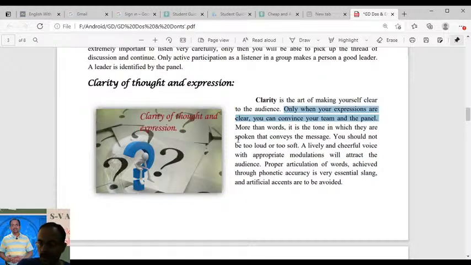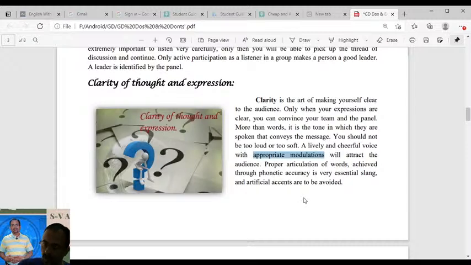Only fluency won't help you. Good expression involves clarity of voice, then polite expression, and loudness, loud enough for others to hear you. More than words, it is the tone in which they are spoken that conveys the message. You should not be too loud or too soft. A lively and cheerful voice with appropriate modulation will attract the audience. Modulation is very important, dear students. It's very, very important that you maintain appropriate modulation.